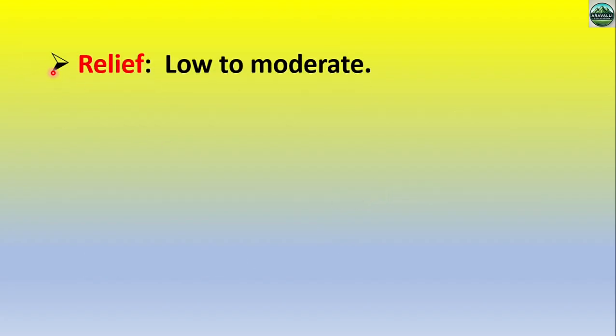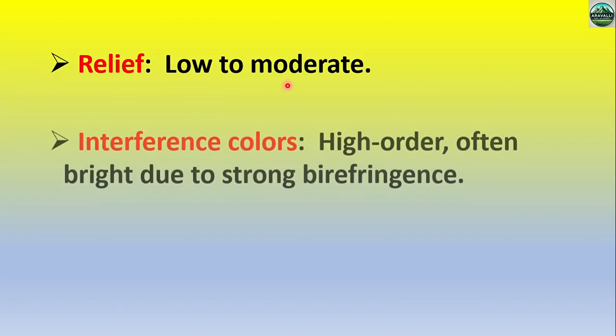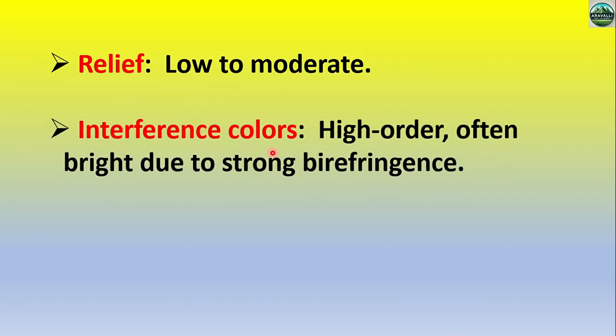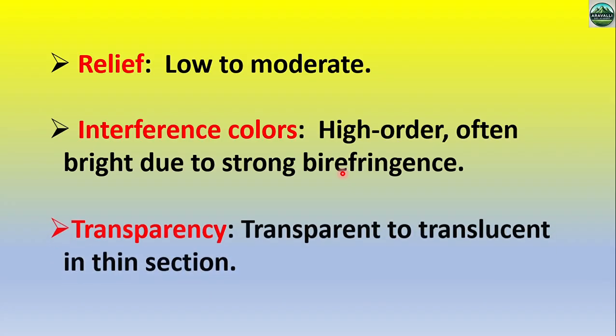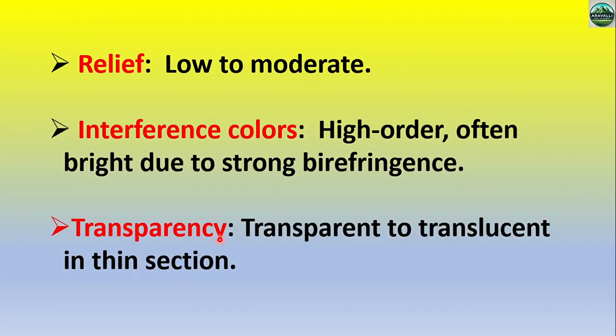Now, the relief of calcite is low to moderate, and the interference color is high order, often bright due to the strong birefringence, because the birefringence is very strong. Transparency is transparent to translucent in thin section.